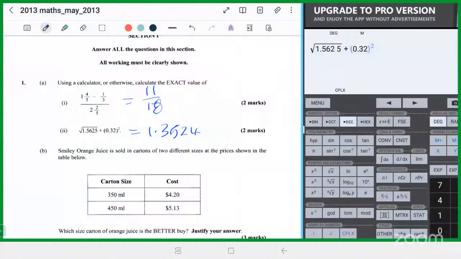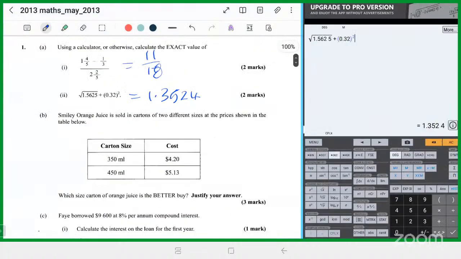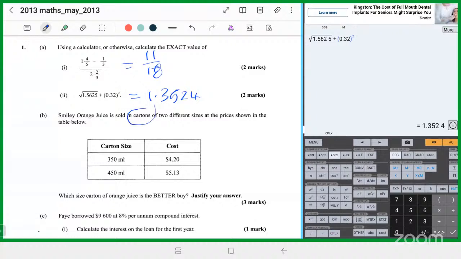All right, then we'll come to this question. It says, Smiley orange juice is sold in cartons of 2 different sizes, and the prices are shown in the table. So there's a 350 ml carton for $4.20, and a 510 ml carton for $5.50.